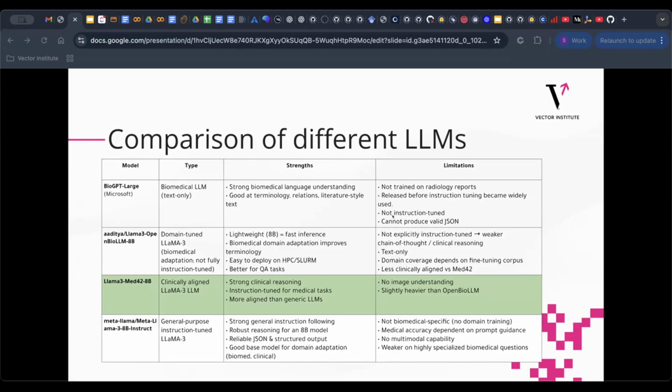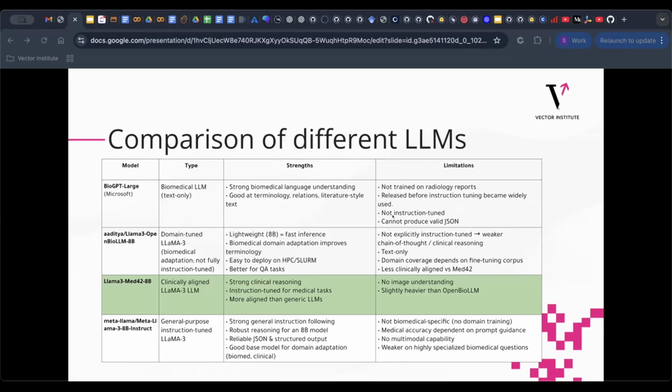In our case, BioGPT wasn't that useful because, first of all, it's not instruction tuned. It's more like a conversational model, so it cannot follow the instructions properly and produce JSON output. It is weak at the structuring part, and it's also a very old model.